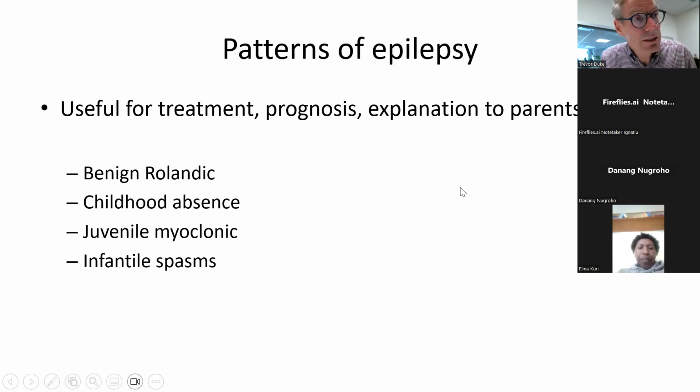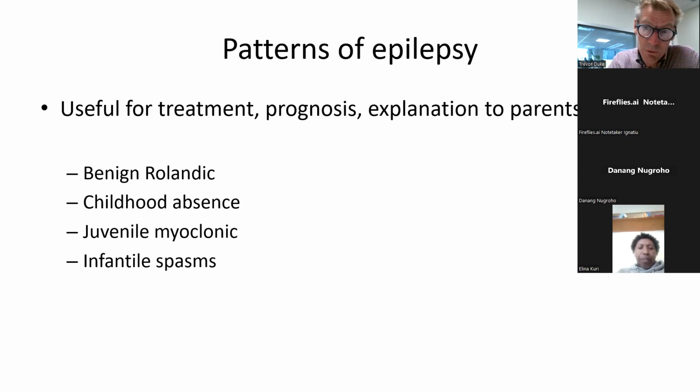In the classification of epilepsy, there are a number of different syndromes where there's a pattern of epilepsy that can be recognized. And it's important to try to understand these. While most epilepsy has a mixture of different types of seizures, there are some identifiable patterns that can be useful for the treatment and for the prognosis and the explanation to parents. And I just wanted to go through 4 of these types of epilepsy.